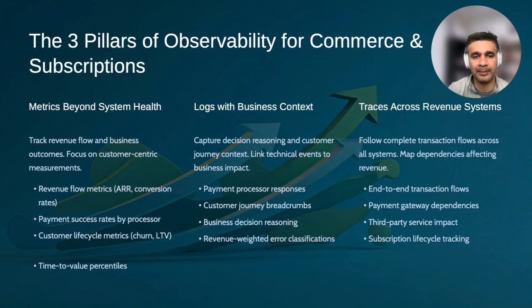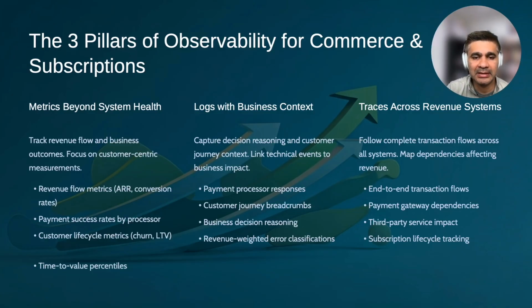Let's look at the third pillar. This traces across revenue systems. We need to follow complete transaction flows across all systems that affect revenue. This isn't just about following a request through your microservices. It's about mapping dependencies that affect your business. This means end-to-end transaction flows from customers to the money in the bank.